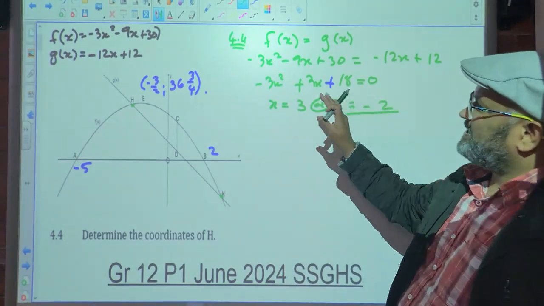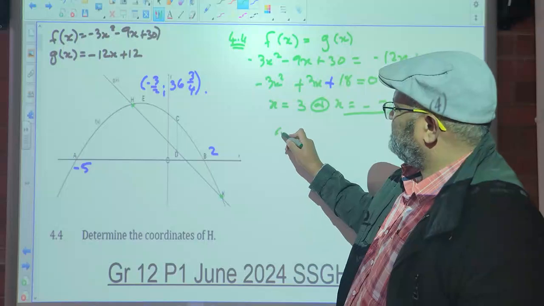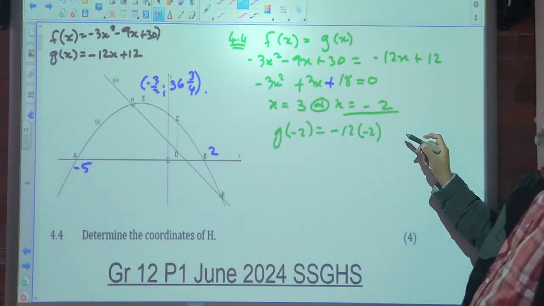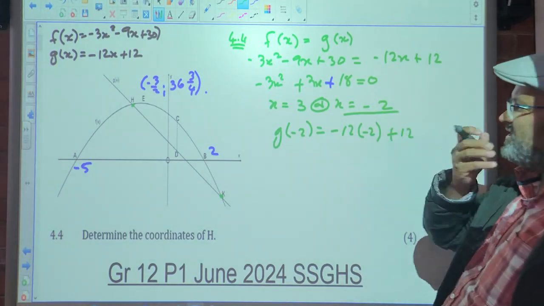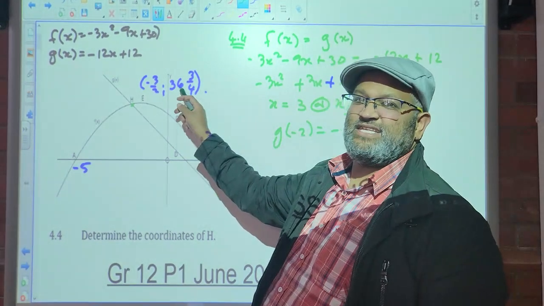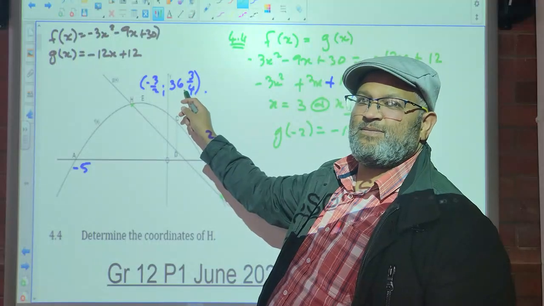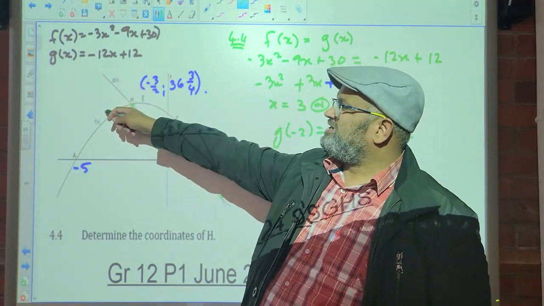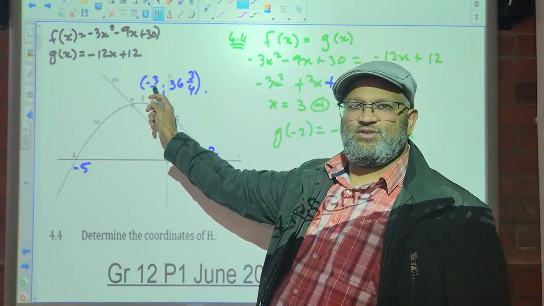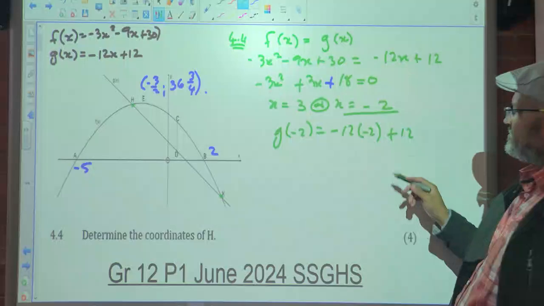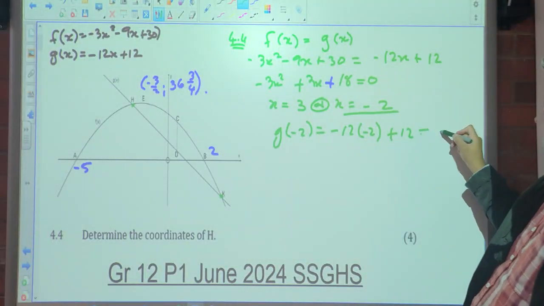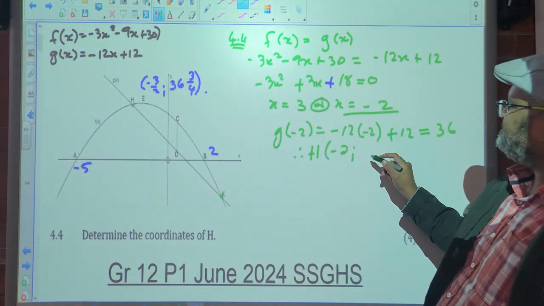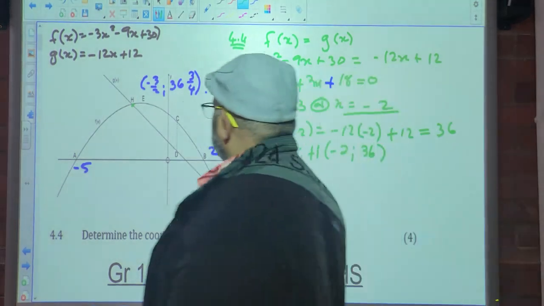So what I do is I substitute negative 2 either into G or into H. I'm going to go with G. So negative 12 times negative 2 plus 12. Before I now actually work it out, of course that value is going to be less than 36 and 0.75. Can you see that? And also, you look where H lies. H lies on the left-hand side of negative 3 over 2. It all makes sense. Okay, so that's going to be a positive 24 plus 12 is 36. So therefore, H is going to be negative 2 and 36.